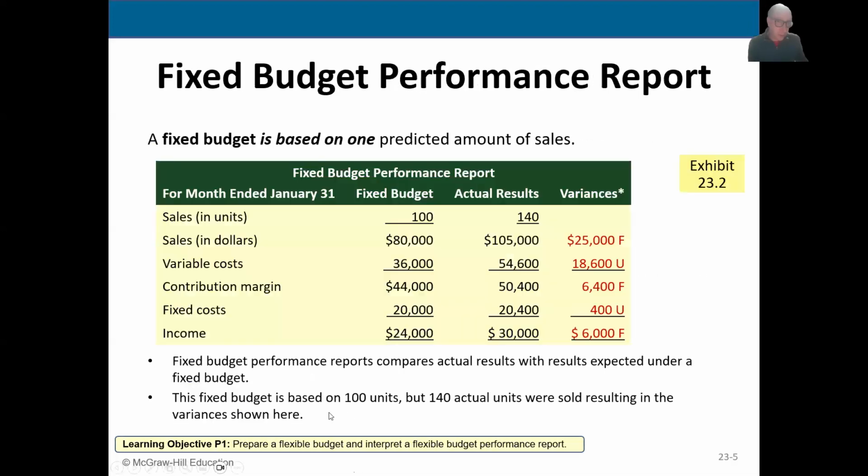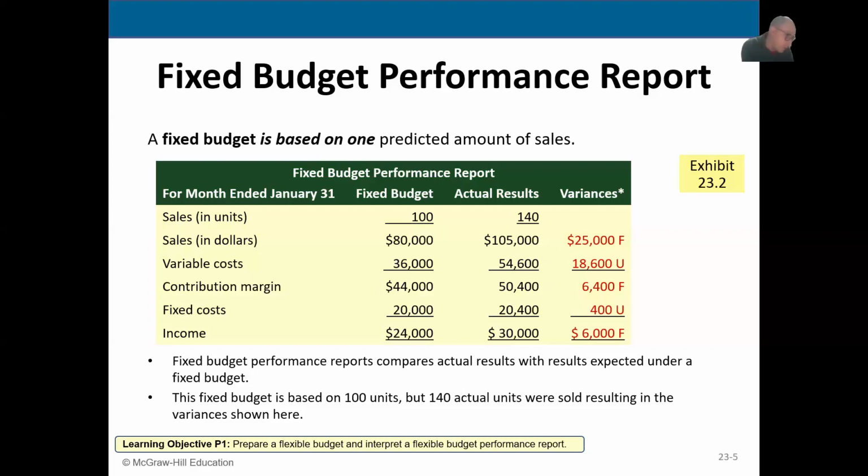I'm going to show you an example of a fixed budget. You'll notice here that the fixed budget is fixed. Once I set the budget, it stays in place and it does not change regardless of the level of output. So here I have a budget to produce and sell 100 units. That means I should be budgeting to receive $80,000 in sales. It should cost me $36,000 to produce those 100 units, giving me a contribution margin of $44,000. My fixed cost should be $20,000, giving me a net income of $24,000. You see, that's my fixed budget. This is what I expect will happen, right? And I can't change it because it's fixed.